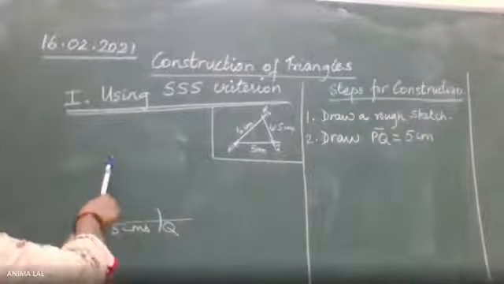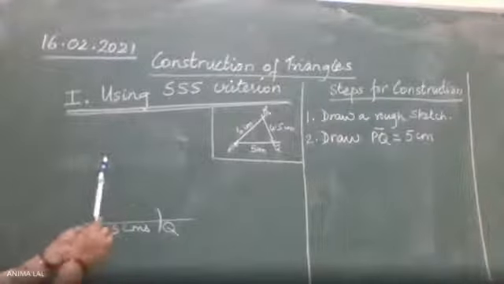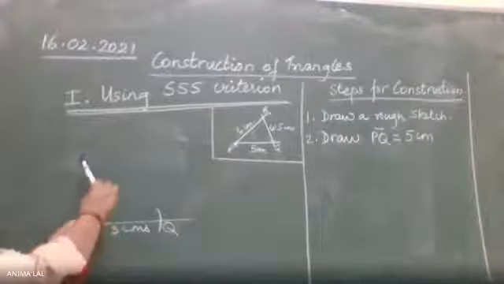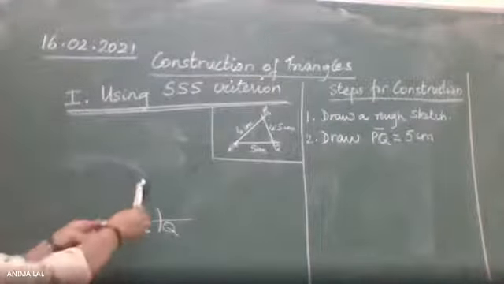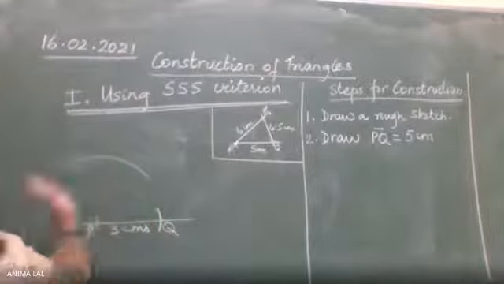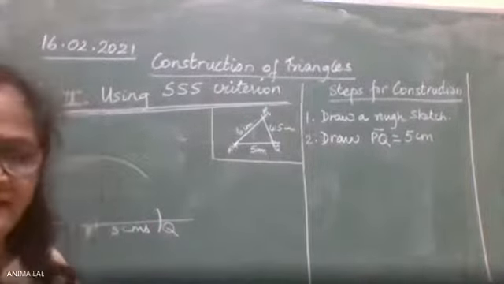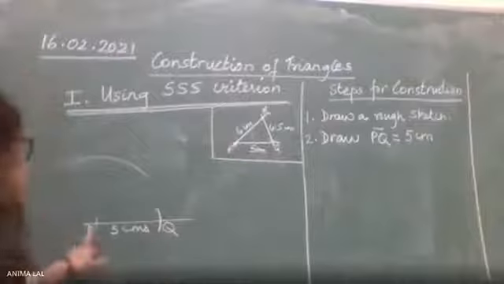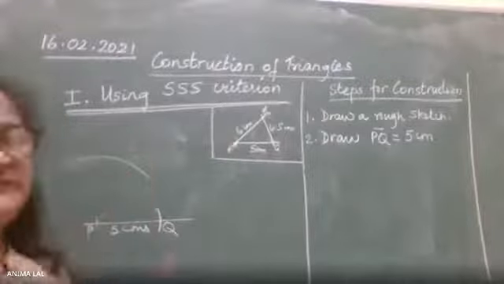You will draw an arc, okay, above the line. Don't make it too big. Just draw an arc above the line. That is the radius of 6 centimeters.